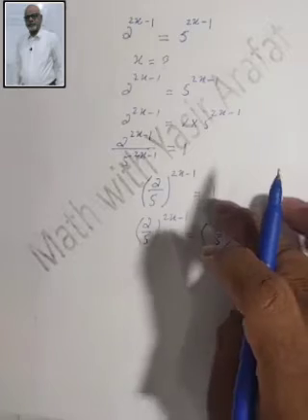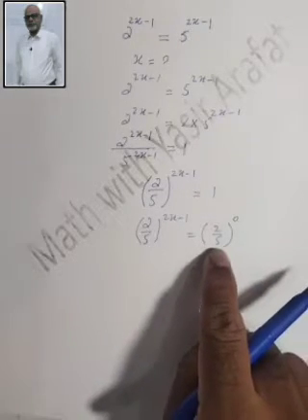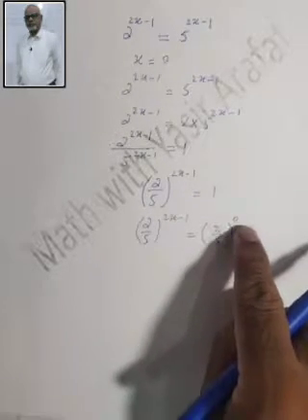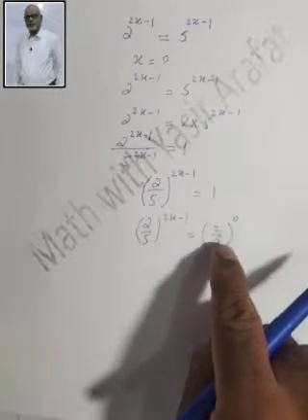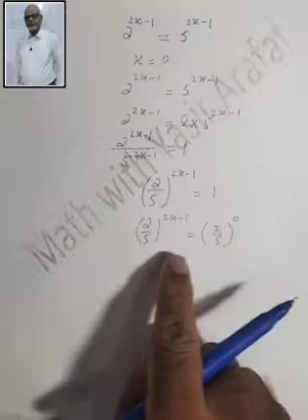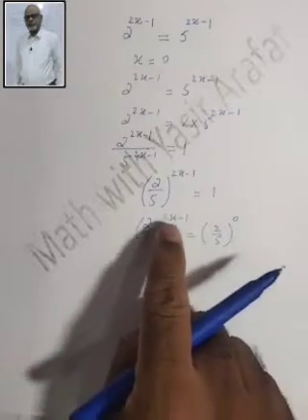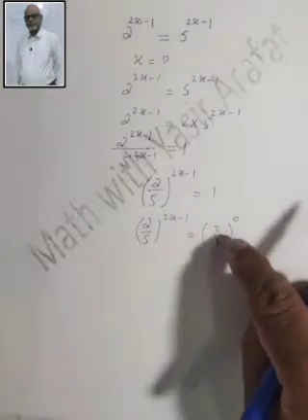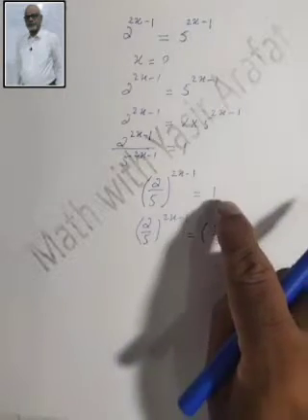Anything with power 0, it is equal to 1. That means we can write down (2/5) power 0, it is equal to 1. Now, why do we have to write down 2 over 5? Because if the bases are same, then the powers are equal. That is why we have to write down (2/5) power 0.